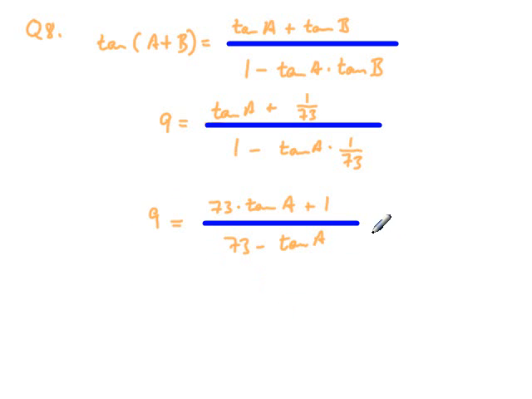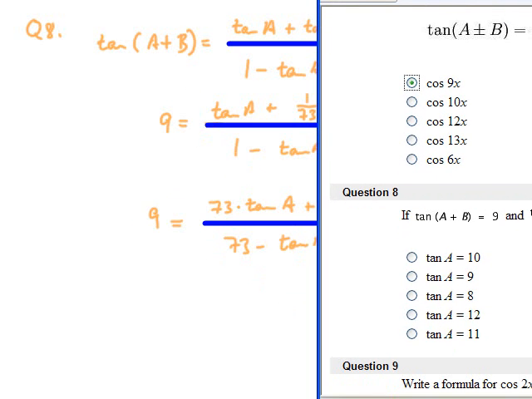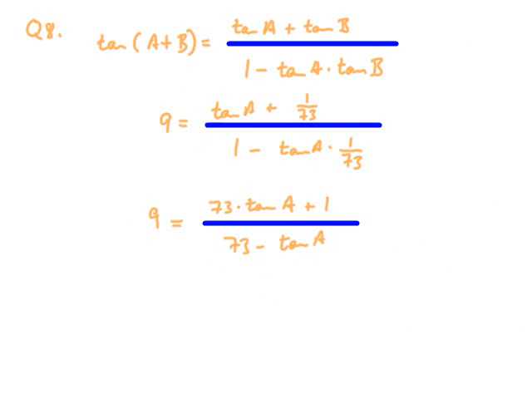Okay, well, at this point I could solve for tangent a. Takes me a little bit of algebra, or I could look at what kind of answers I have. So tangent a could be 8, 9, 10, 11, or 12. I don't know if that's gonna really help me. I just do the algebra. Okay, that's kind of going to take a moment here. 9 times 73 minus tangent a.